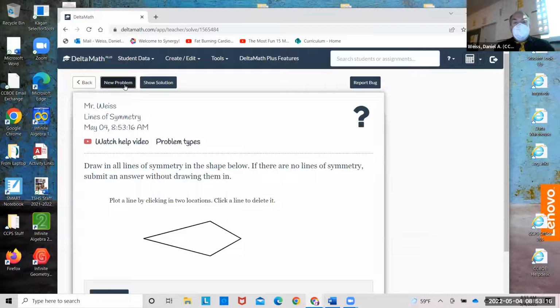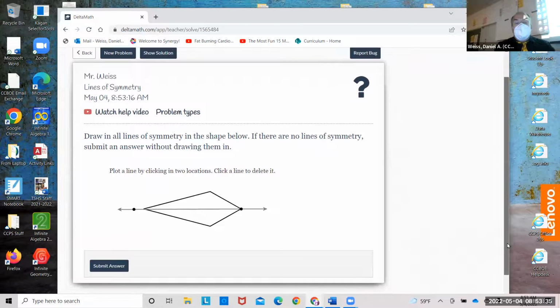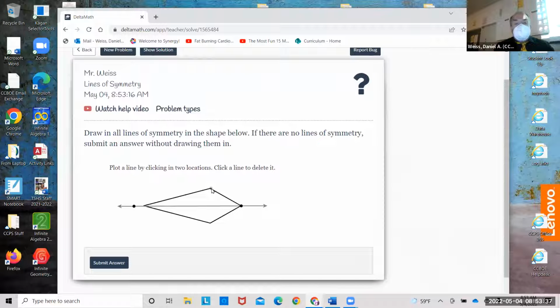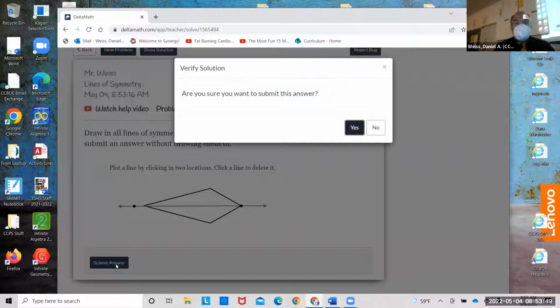Okay. Here, there is only one line of symmetry, which goes here. I'm going to click here, and I'm going to click here. That is the only line of symmetry because it creates a mirror image, right? Okay. By the way, there is not a line of symmetry here. This is not a line of symmetry because it does not create a mirror image. So I'm going to get rid of that. All right.